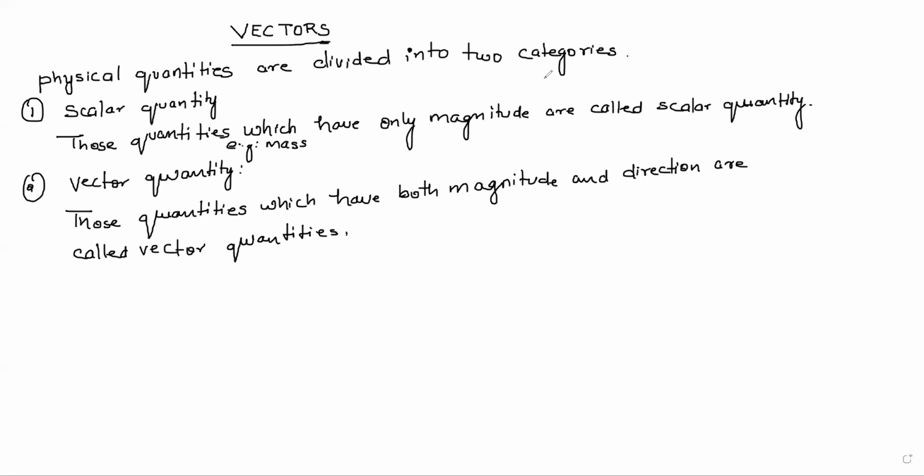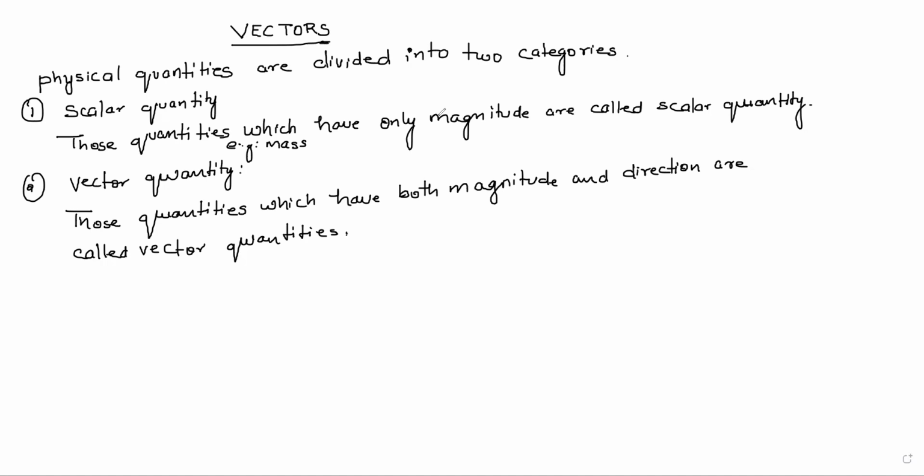Okay. Now we have started the vectors. So what is a vector? Physical quantities are divided into two categories. First is the scalar quantity and second is the vector quantity. Okay, so what is a scalar? Those quantities which have only magnitude and no direction are called the scalar quantities. For example, mass, volume. These quantities have only magnitude. That's why these are called scalar quantities.